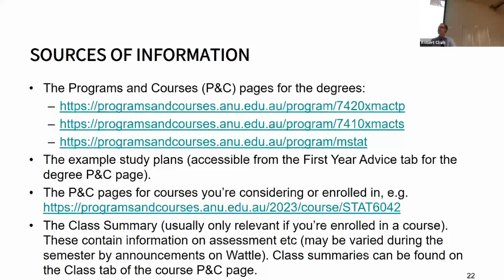So now just go through some sources of information. I've really talked about these already, but some key pieces of information are the programs and courses pages for the degrees. So I've got the links there. I haven't put the link up for the graduate certificate, but that's easy to find as well. So that's got the rules that you need, describing what you need to graduate from your degree.